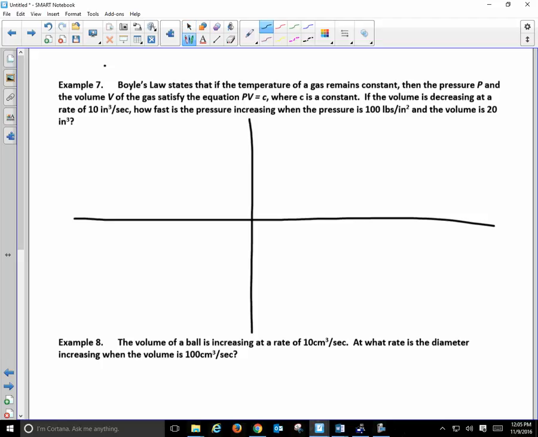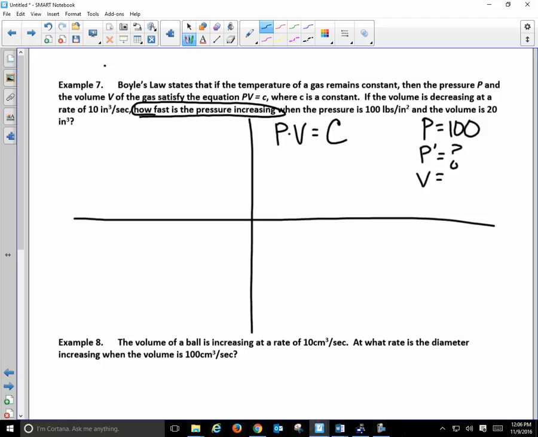So we simply have this formula, P times V is equal to a constant. Now, we don't necessarily know what that constant is. We can figure it out, fortunately, but it doesn't really matter because it's a constant. It could be 100, it could be a million, it could be 1,000. Doesn't matter, it's a constant. Do we know the current pressure? 100. We know P prime. It says how fast is the pressure increasing? So we are looking for P prime. What is V? And what is V prime? Negative 10 because it is decreasing.